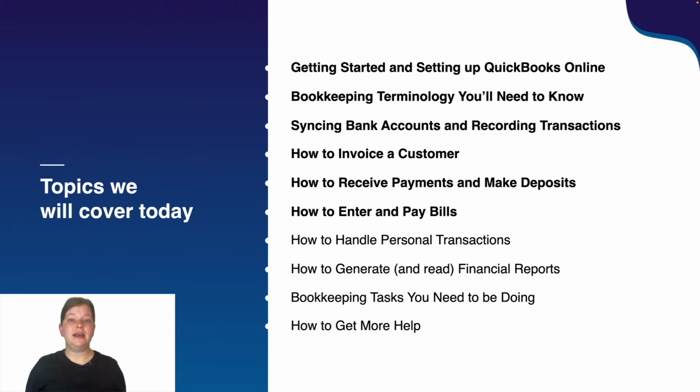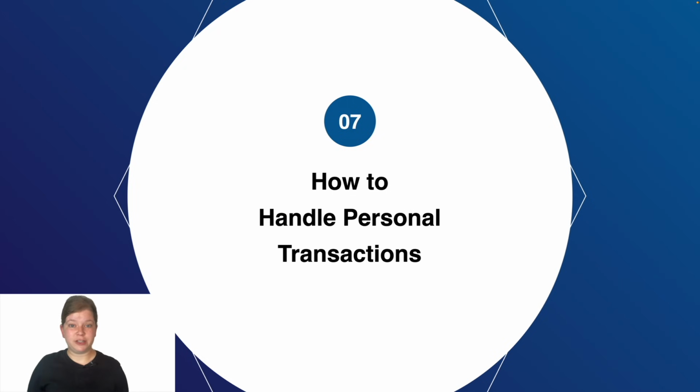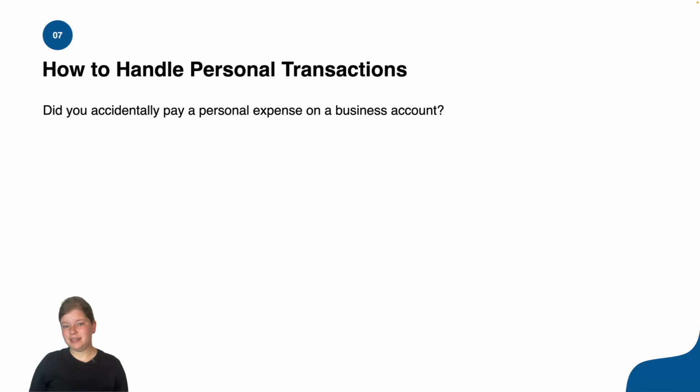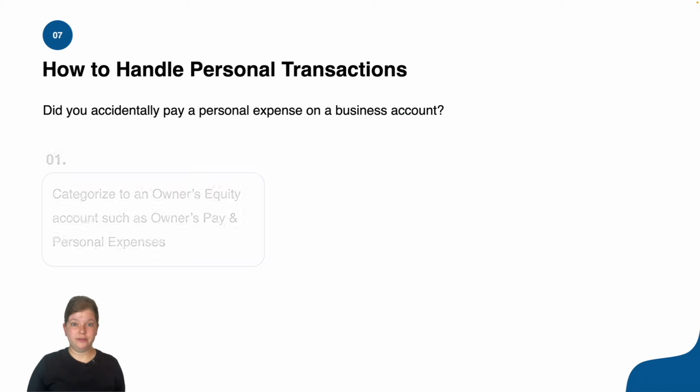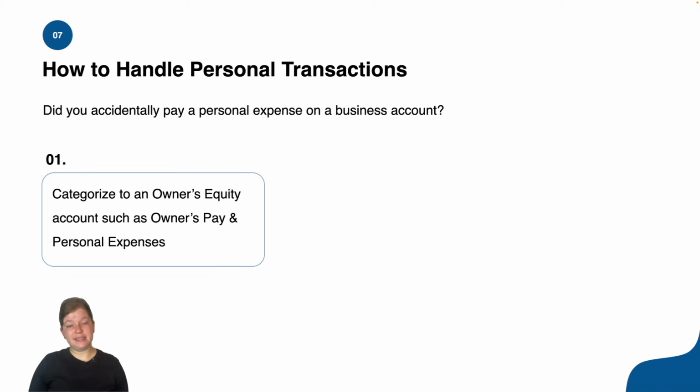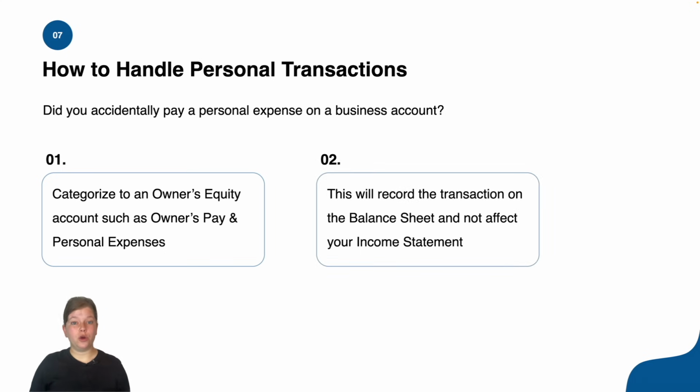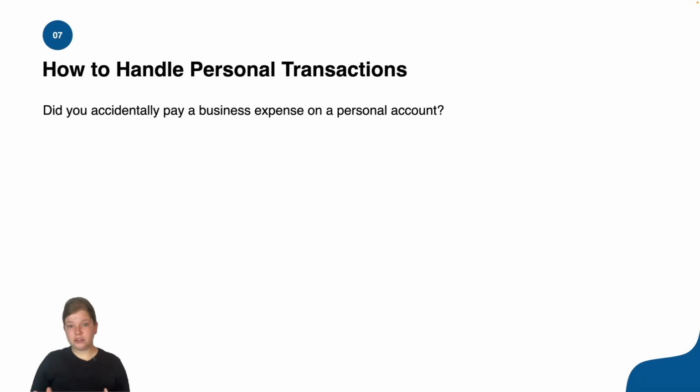Okay, we are coming right along on our topics that we're covering today. So our next topic is going to be, how do you handle personal transactions? So what do you do if you accidentally paid a personal expense on your business bank account or your credit card? Well, what we're going to do is categorize this transaction to an owner's equity account, such as owner's pay and personal expense. And this will cause the transaction to be recorded on our balance sheet, and it won't inaccurately affect our income statement.